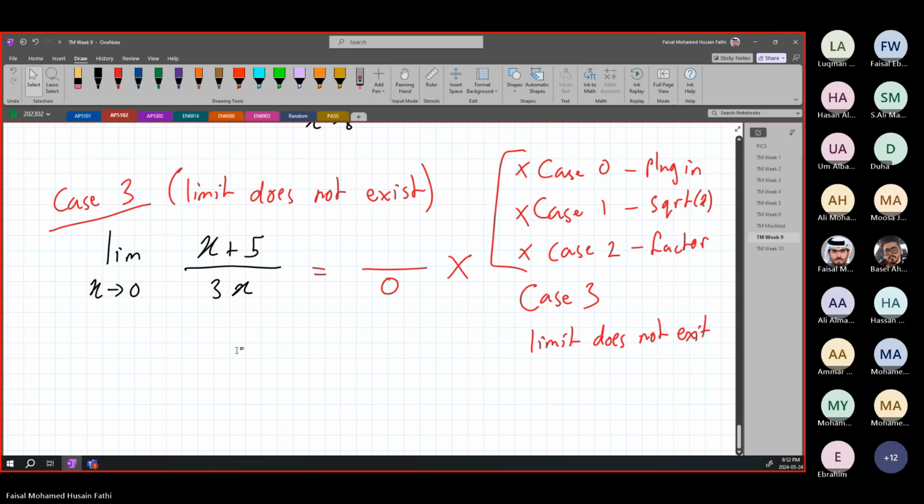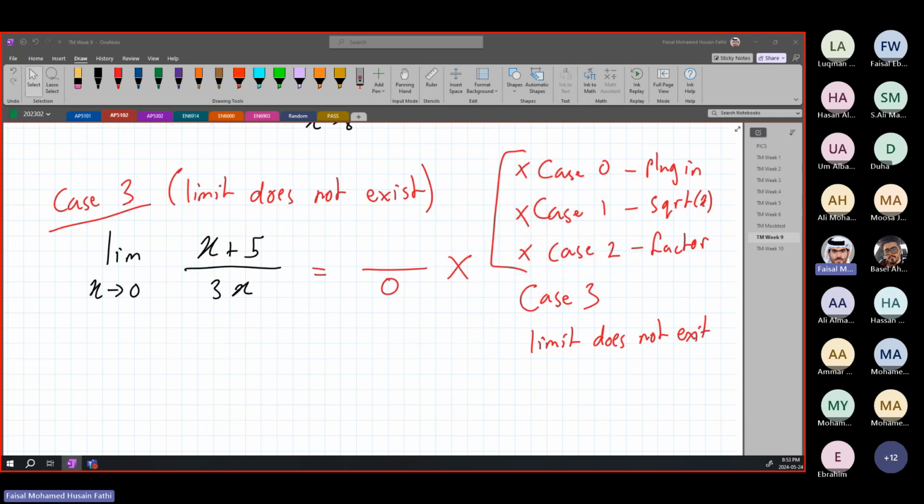Tamam? Very rarely you're going to see a case like this, but just in case you do, understand how to go through the process. Start from case 0, then go to case 1, then go to case 2, then if all of these do not work, it means you have your final case.